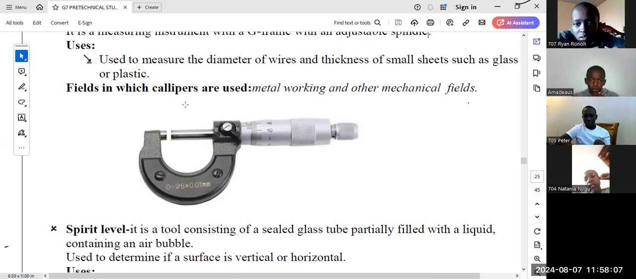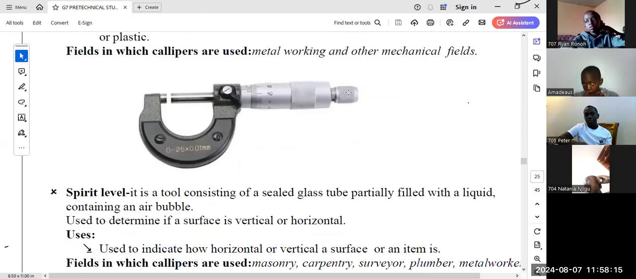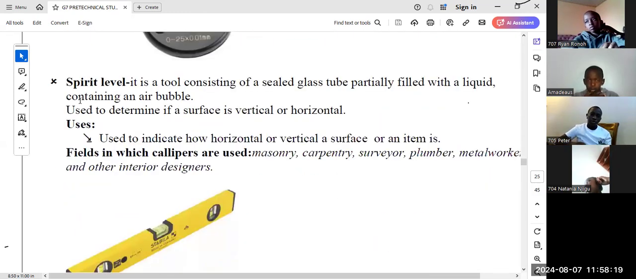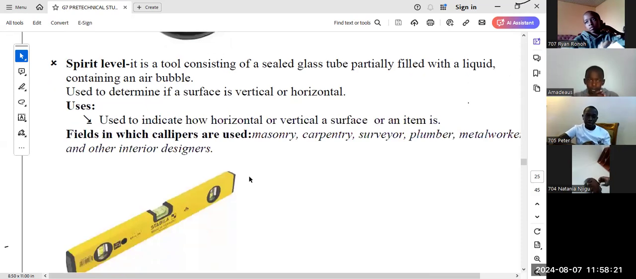Now, the fields in which calipers are used, we have metal working and other mechanical fields. That is where the calipers are used. Then we were talking of the spirit level, this one.